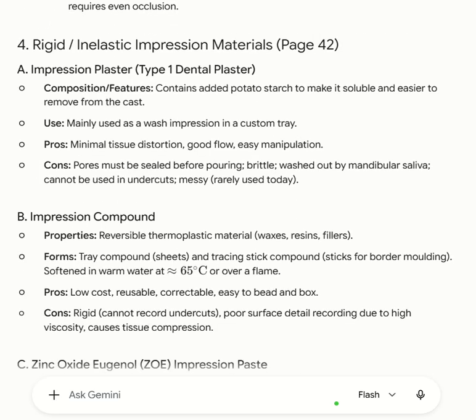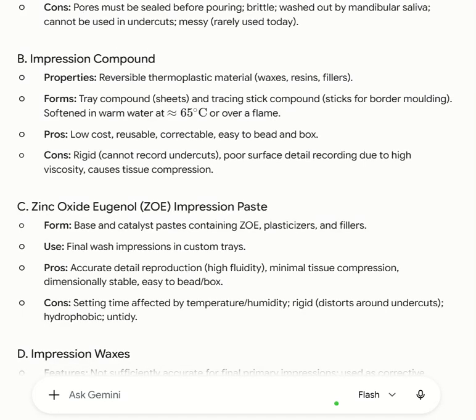4. Rigid, inelastic impression materials, page 42. A. Impression plaster, type 1 dental plaster. Composition features: contains added potato starch to make it soluble and easier to remove from the cast. Use: mainly used as a wash impression in a custom tray. Pros: minimal tissue distortion, good flow, easy manipulation. Cons: pores must be sealed before pouring, brittle, washed out by mandibular saliva, cannot be used in undercuts, messy, rarely used today. B. Impression compound.